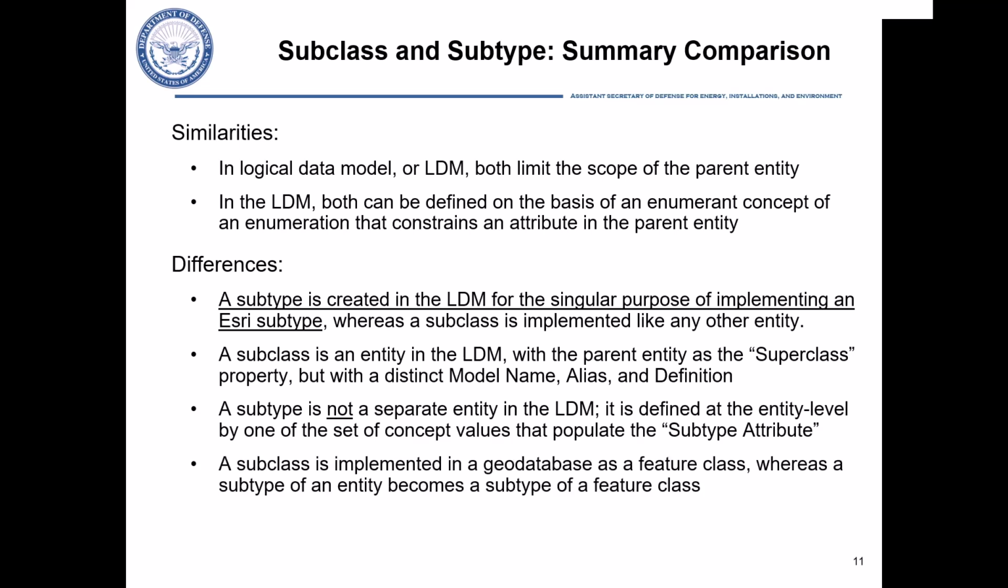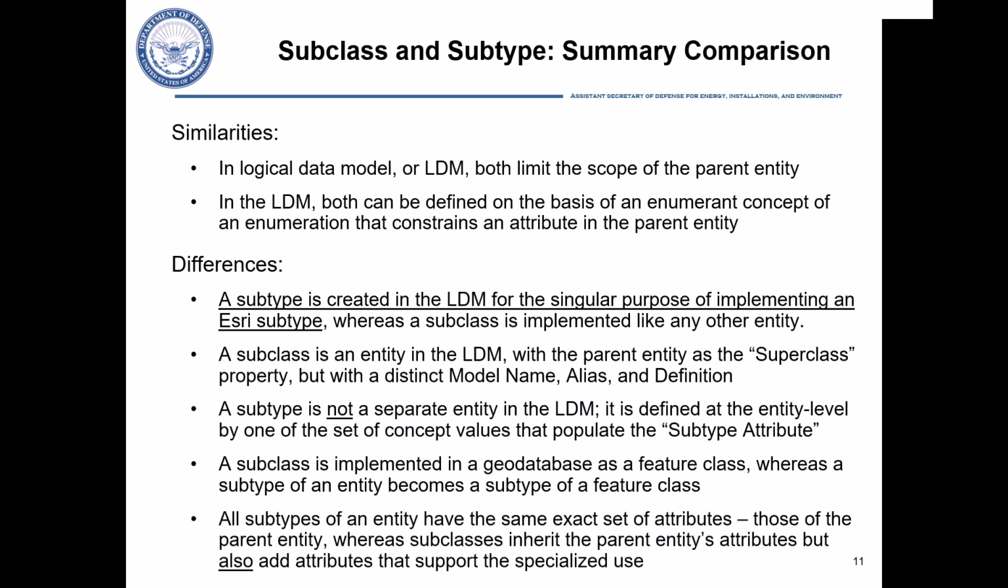So, congruent with the LDM, in the physical data model, or PDM, a subclass is implemented in a geodatabase as a feature class or object table, whereas a subtype of an entity becomes a subtype of a feature class. And the final difference: all subtypes of an entity have the same exact set of attributes, those of the parent entity, whereas subclasses inherit the parent entity's attributes, but also typically add attributes that support the specialized use.